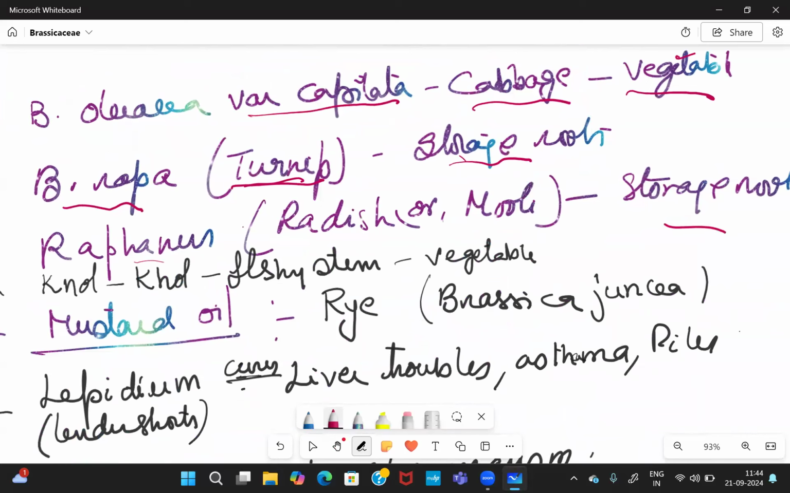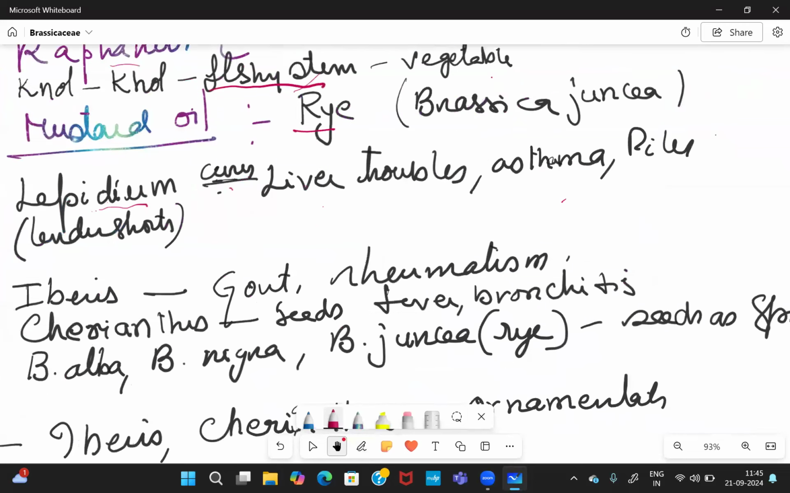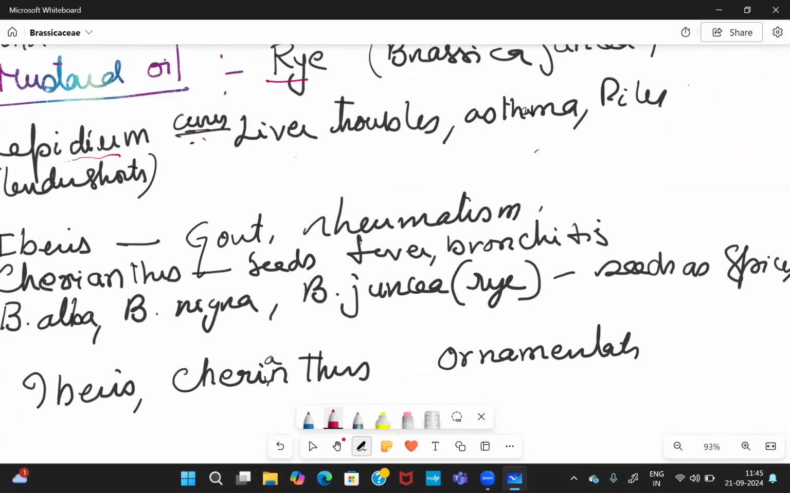Then knol-khol, somewhat green in color, has a fleshy stem. The stem is very fleshy and we use that as a vegetable. And mustard oil we know very well, from mustard seeds, Brassica juncea. Lepidium: what does it do? It cures liver troubles, asthma, and piles. The tender shoots of Lepidium cure these. Iberis, with simple corymb, candytuft, cures gout.